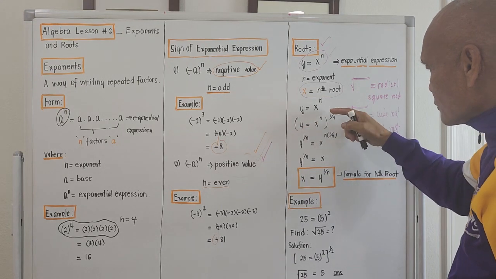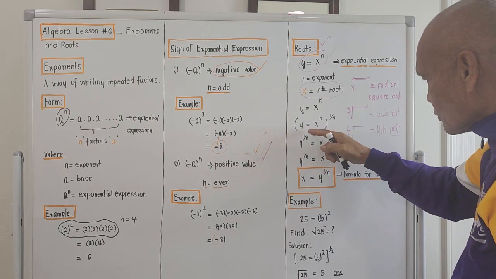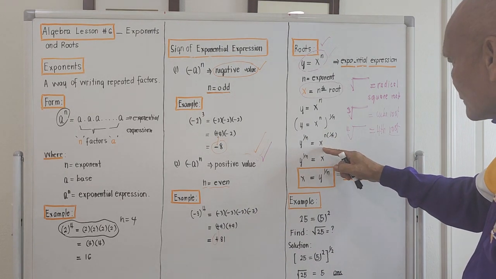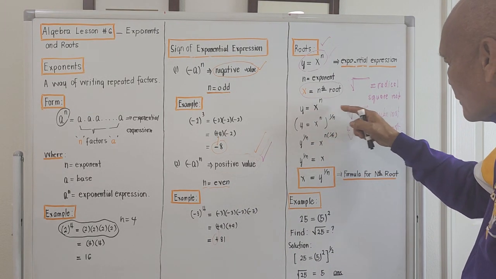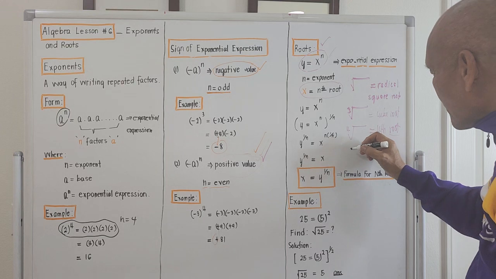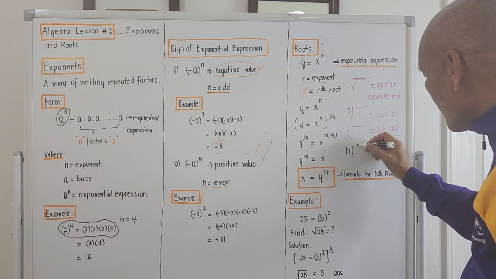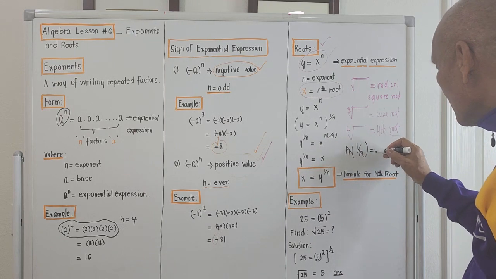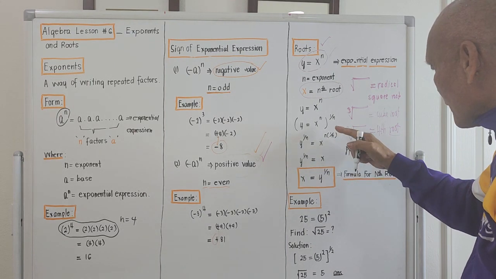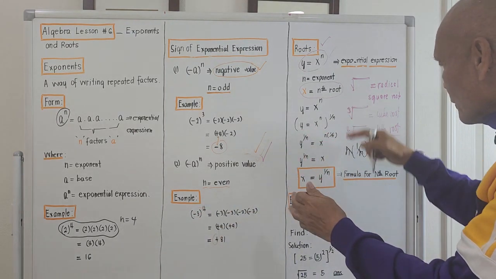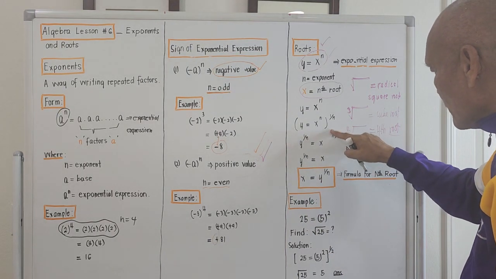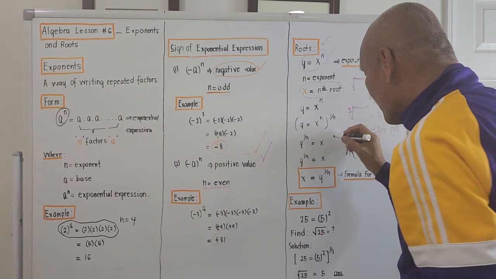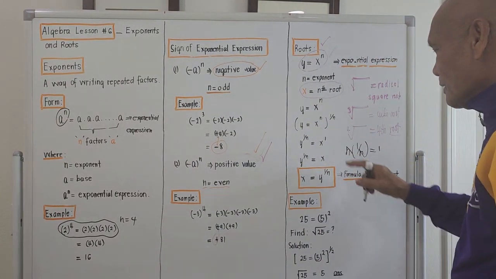So y raised to 1 over n will be y raised to 1 over n. And the right hand side will be x raised to n times 1 over n. The product of n times 1 over n, n cancels, so this should be equal to 1. So after raising both sides of the equation by 1 over n, the exponent of x now will be 1, or just simply x.